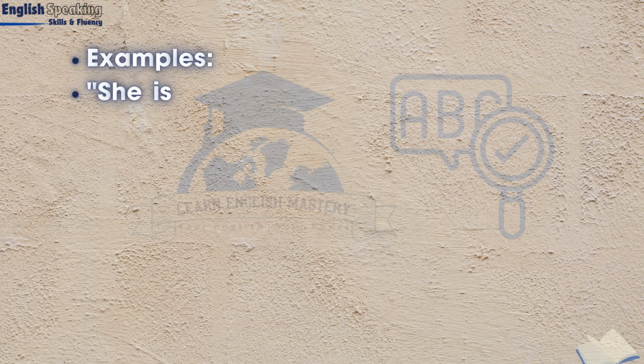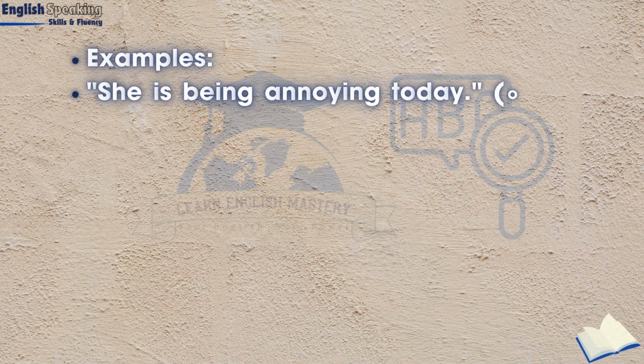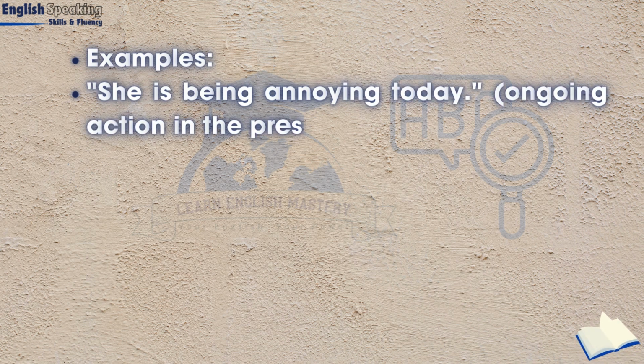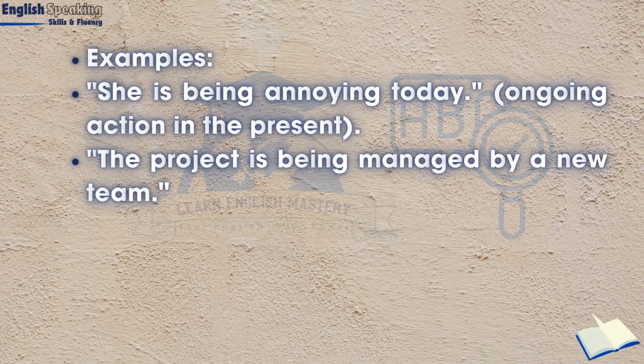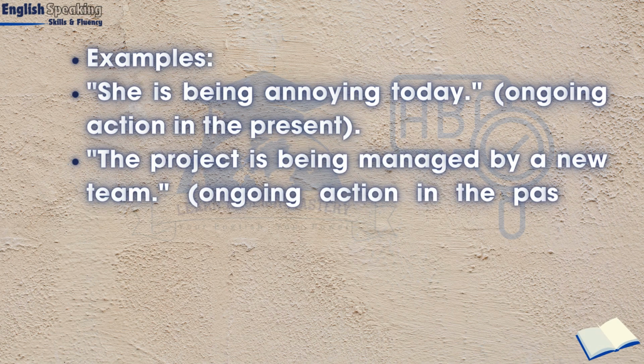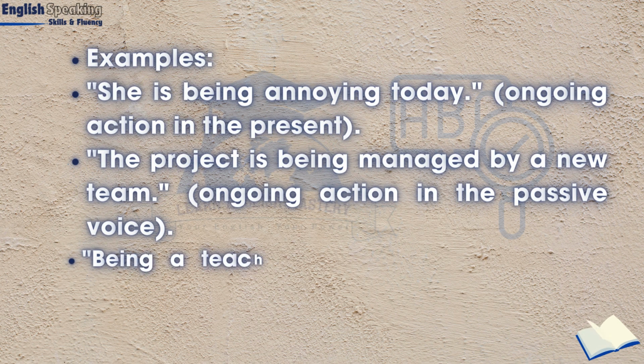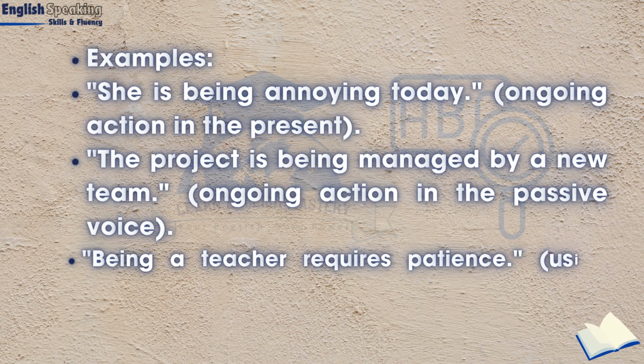Examples: She is being annoying today. Ongoing action in the present. The project is being managed by a new team. Ongoing action in the passive voice. Being a teacher requires patience. Using being as a noun.